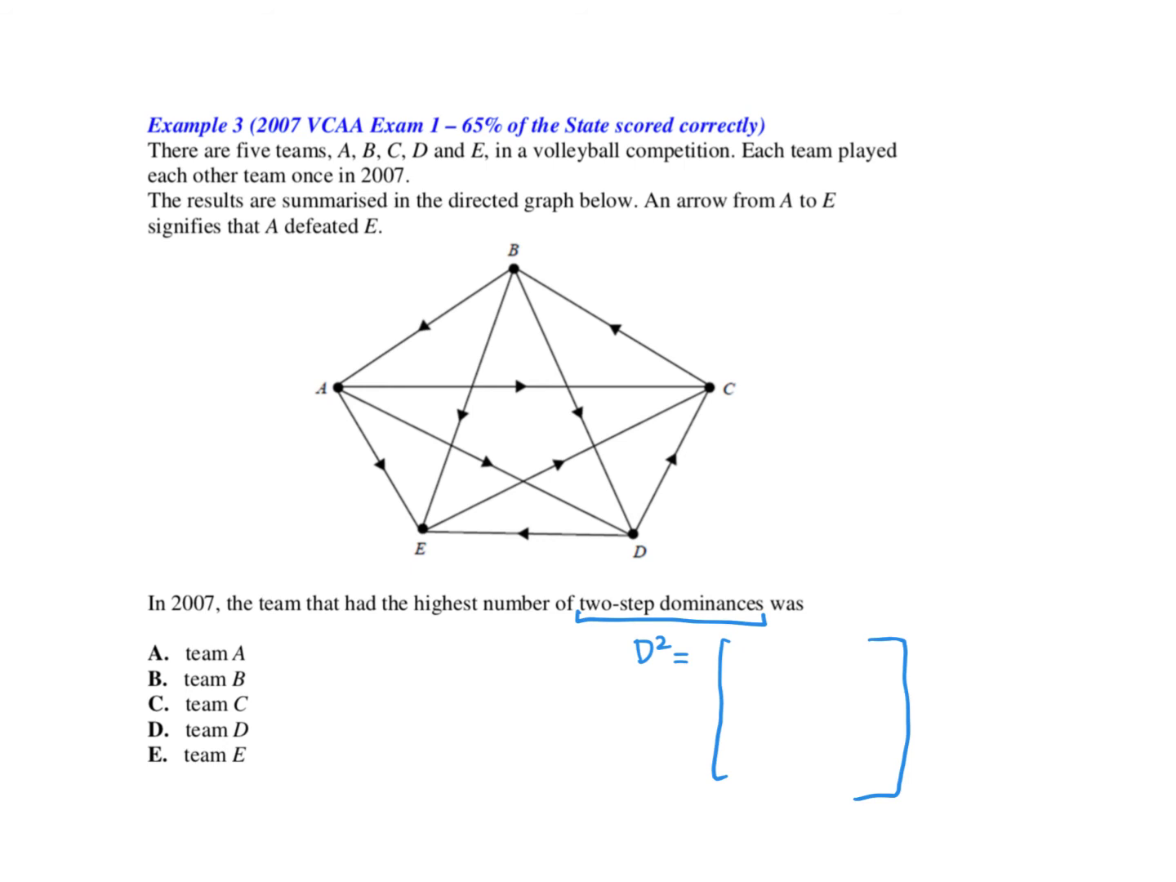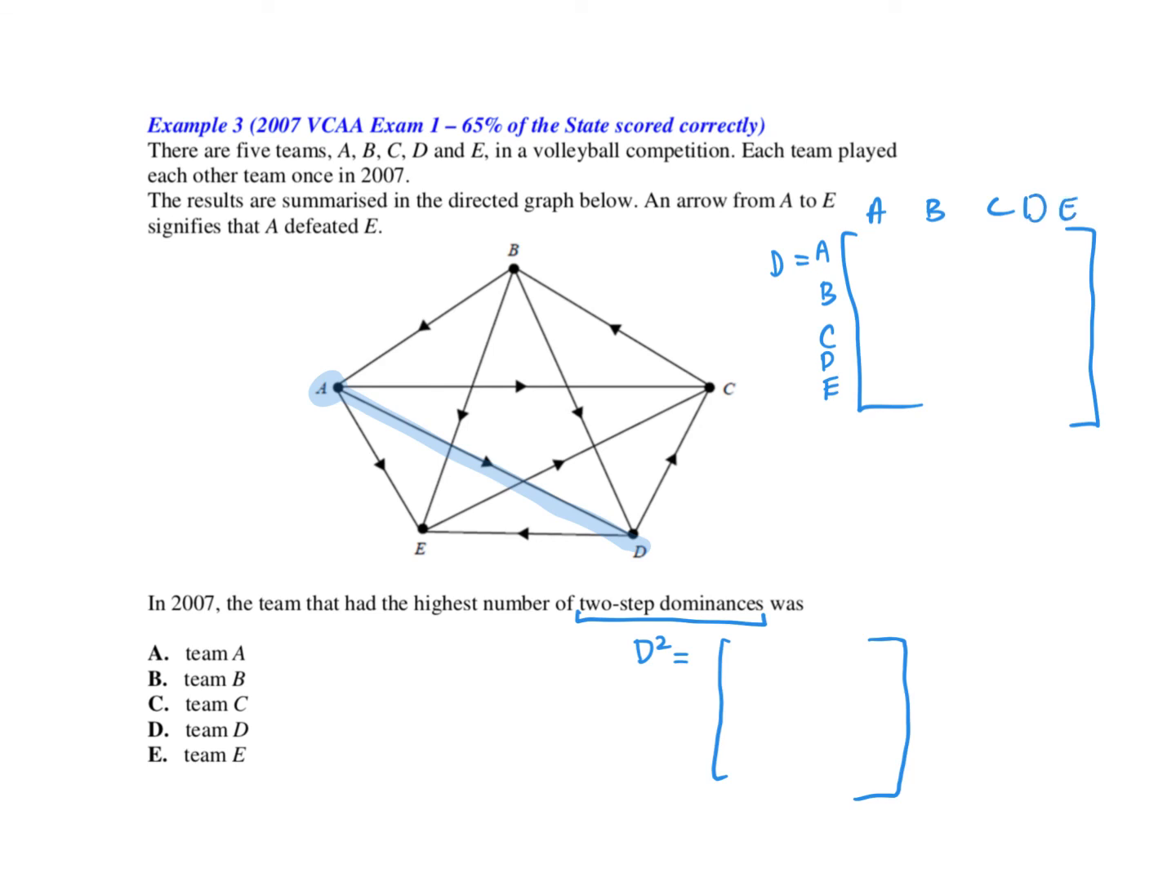So first we've got to get the dominance matrix set up. We'll practice that up here. We're going to have A, B, C, and D, A, B, C, and D. Oh, sorry, we've got E as well. So we've got A, B, C, D, E. So who did A beat?